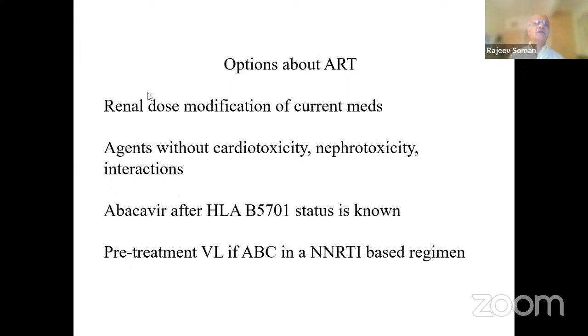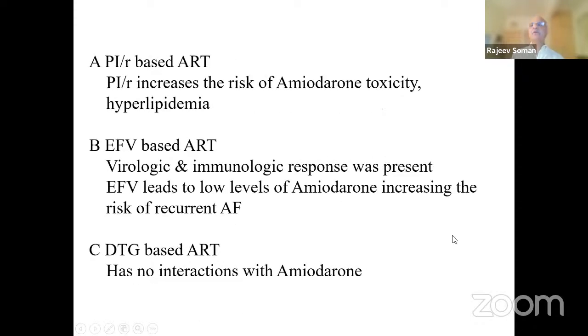And what are the reasons? So renal dose modification is needed. Agents without cardiotoxicity, nephrotoxicity, and interactions are needed. Abacavir only after knowing the HLA-B5701 status. And we also probably need to know his pre-treatment viral load.